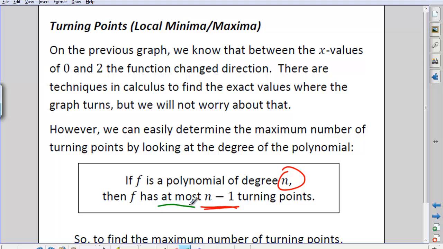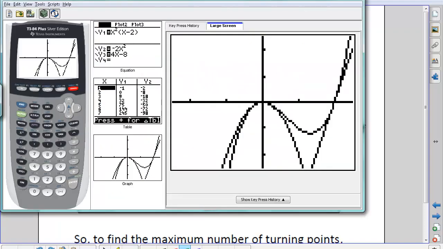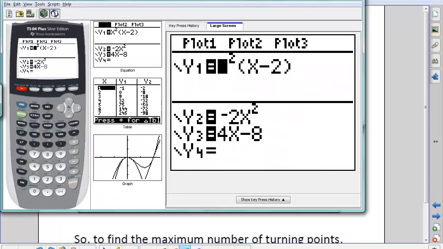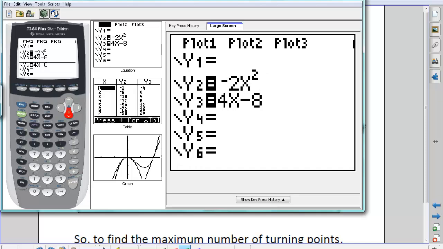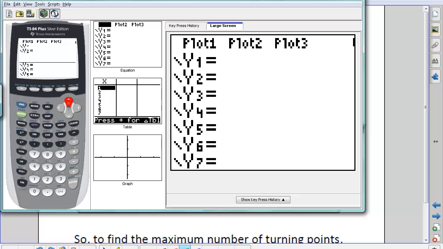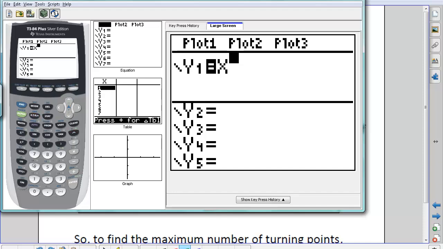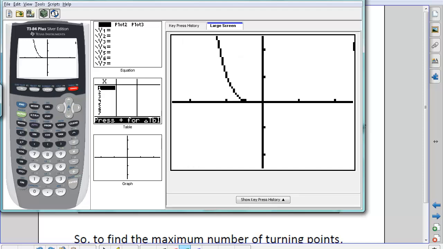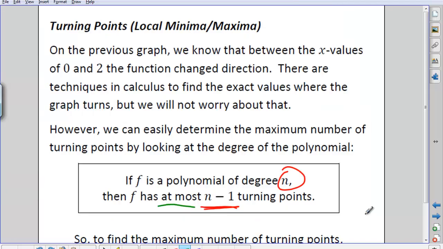You could have a polynomial function of degree 4 that only has one turning point. Just to show you that, what about x to the 4th? It's 4th degree, right? But how many turning points are there? Just one. So at most that many turning points.